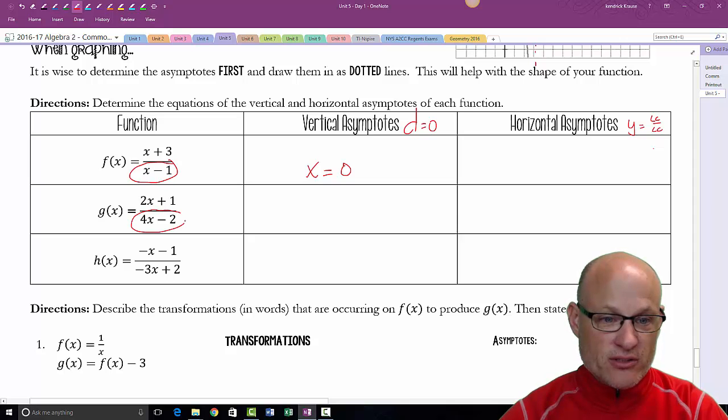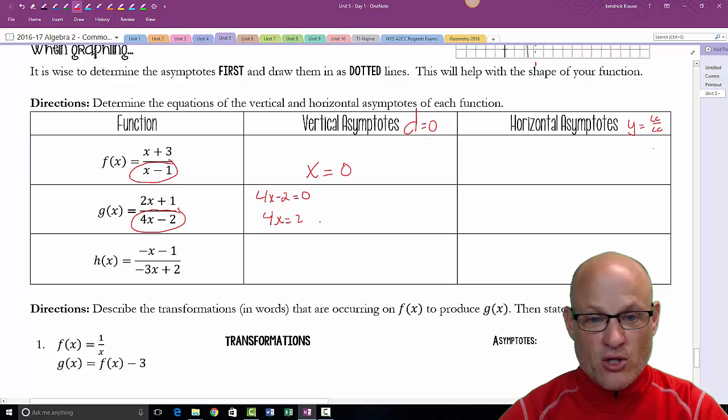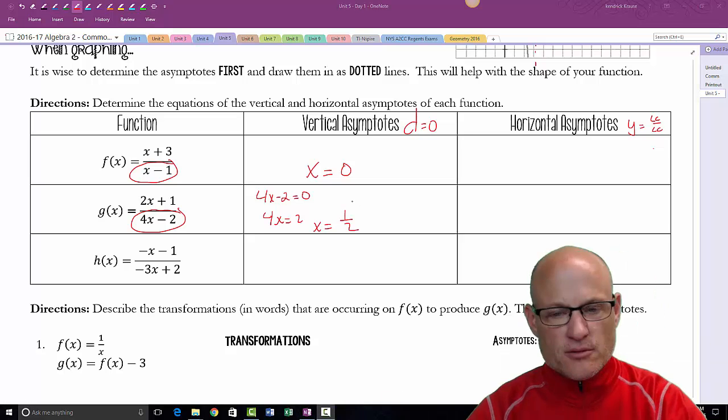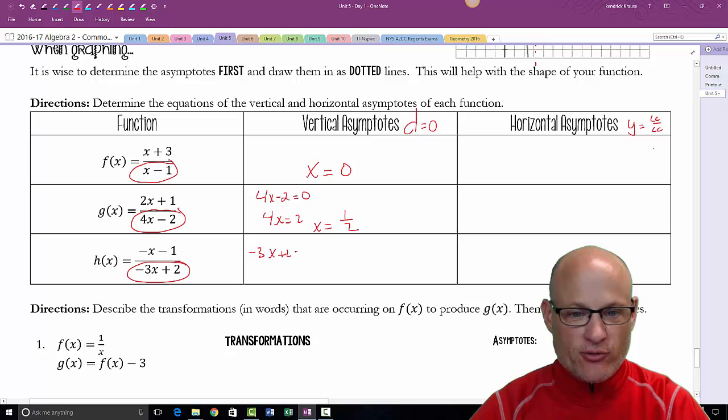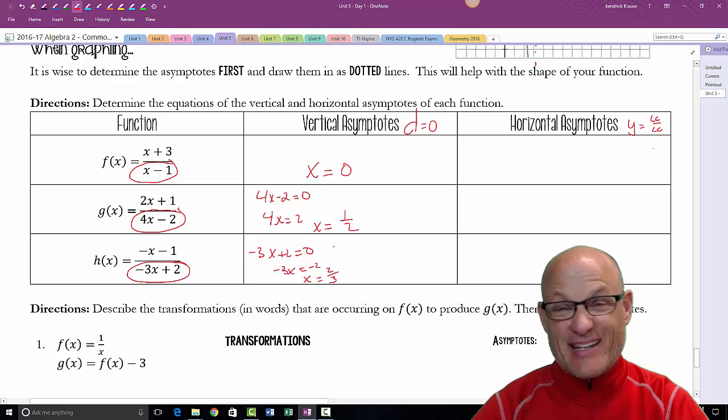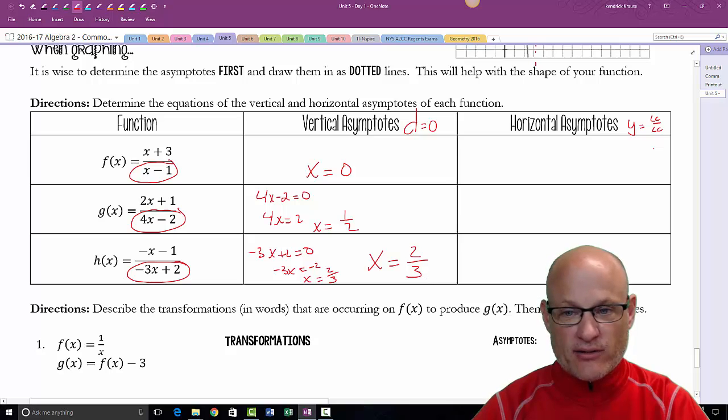What makes this equal to 0? I've got to do a little bit of work there. 4x minus 2 equals 0. 4x equals 2, or x equals 1/2. And this last one here, we've got to set this thing equal to 0. So negative 3x plus 2 equals 0. Bring the 2 over. Negative 3x equals negative 2, or x is equal to positive 2 over 3. It's negative over negative, and that makes positive. So x equals 2/3 would be my vertical asymptote.